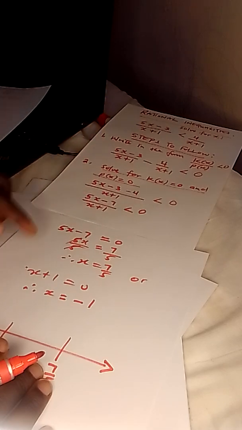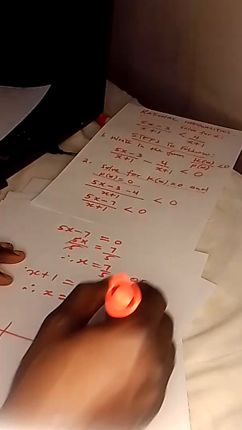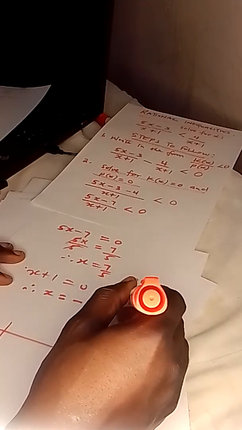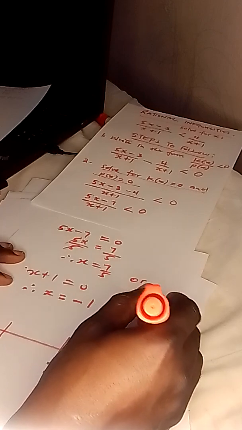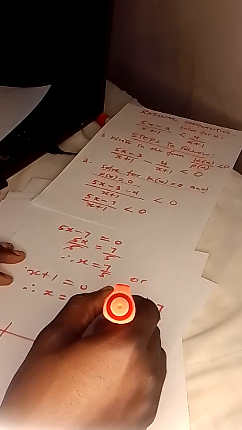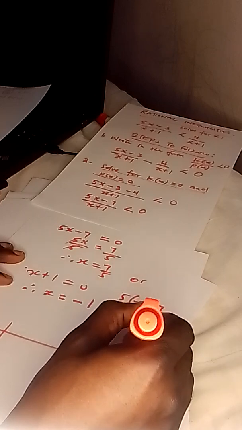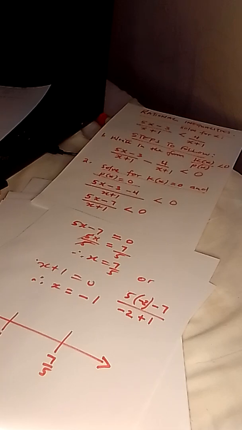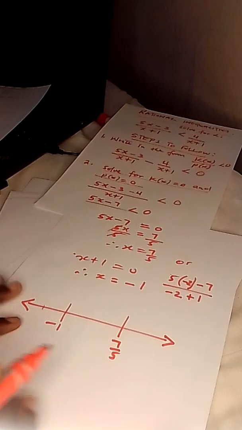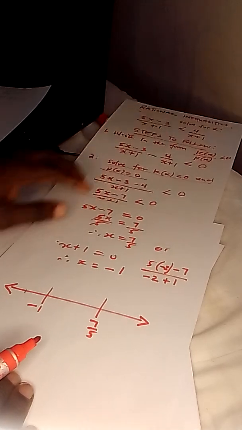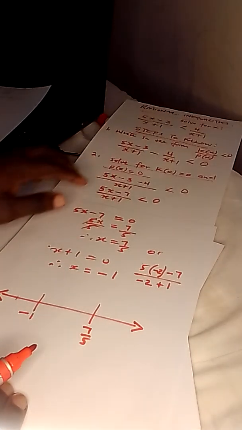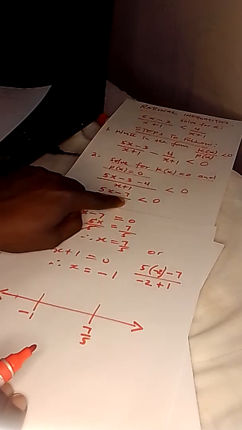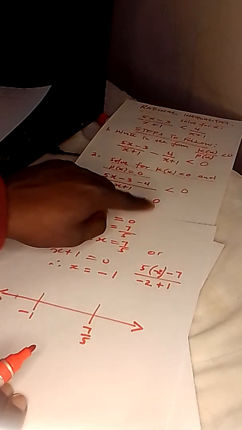So let's take minus 2. If you take minus 2, that means you will be having 5 into bracket minus 2, then minus 7 over minus 2 again plus 1. I hope you understand what I'm doing. I'm substituting a number, any x value from here on a number line. If this is minus 1, minus 2, minus 3 in that order. So that is what I'm doing. So I'm substituting into the equation which I have here as 5x minus 7 over x plus 1 less than 0.